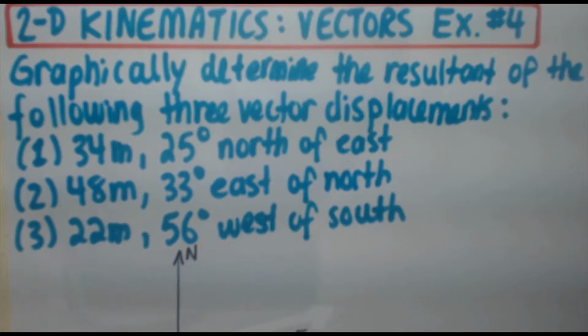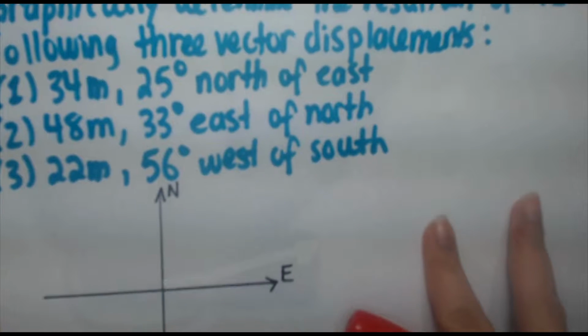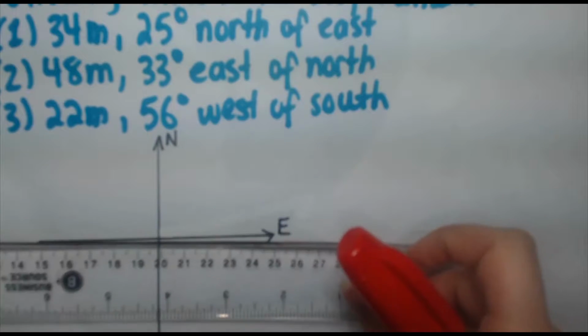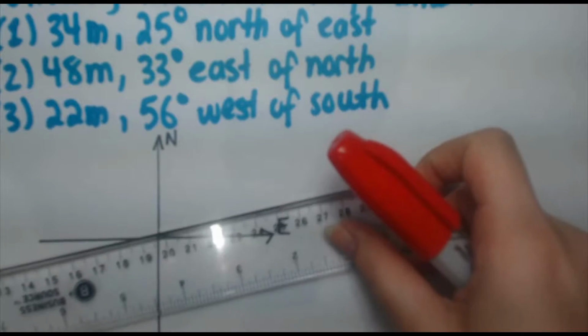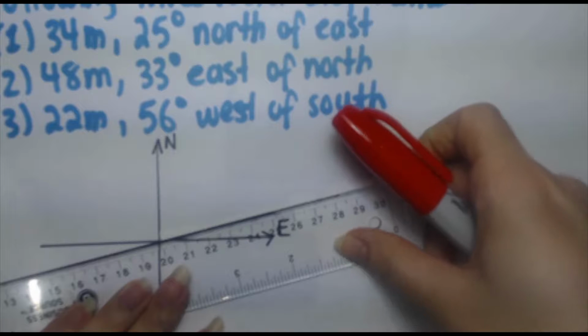So I'm not only going to show you how to find the final displacement, but how to draw these vectors and interpret how they write it. The first one is 34 meters 25 degrees north of east. That means you start in the direction east, and I've got my Cartesian plane already drawn out here. You start at east and you go 25 degrees up to the north. So that's going to be relatively about there.